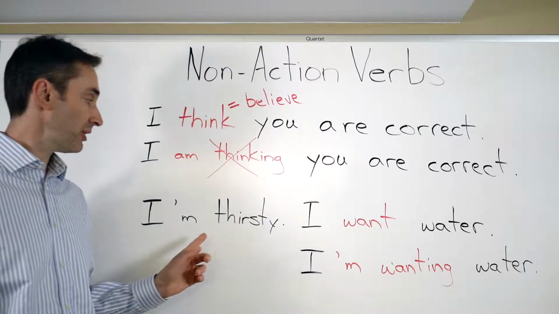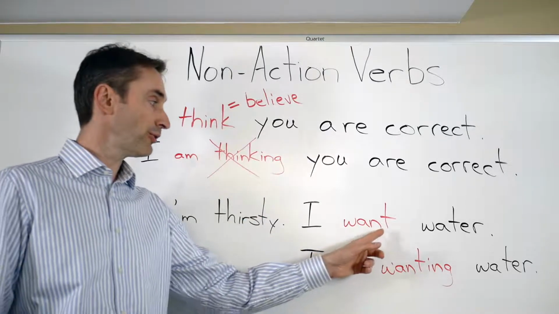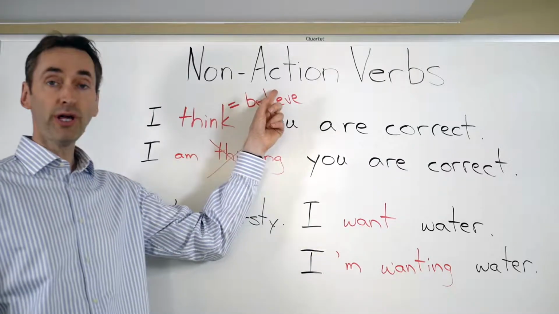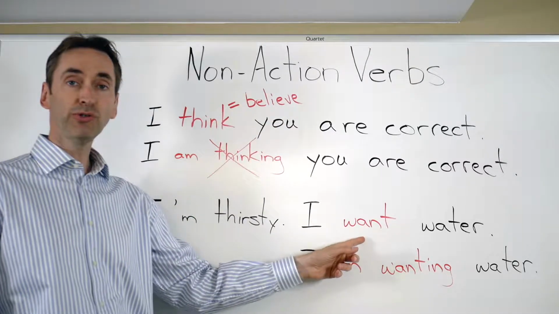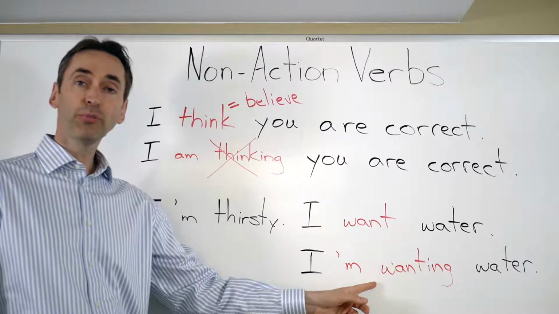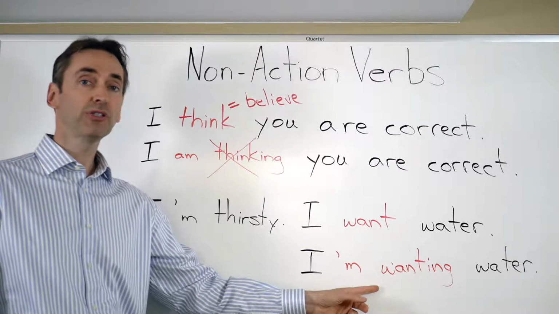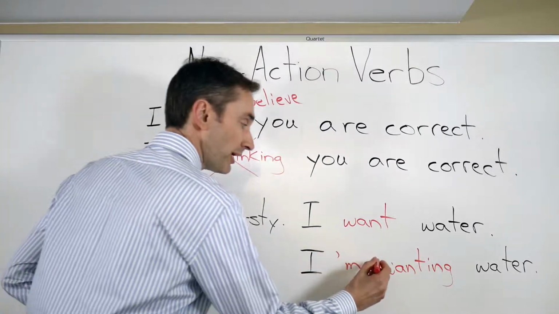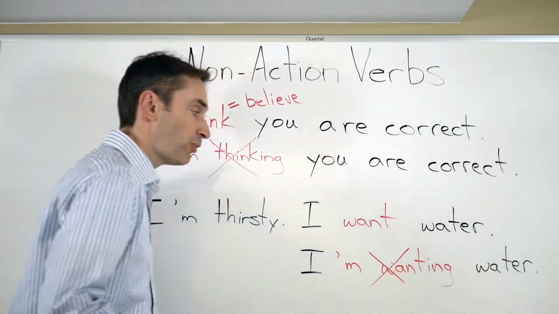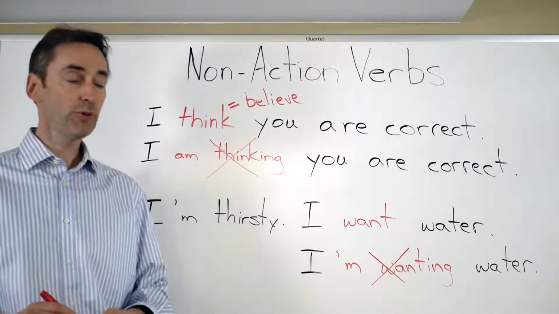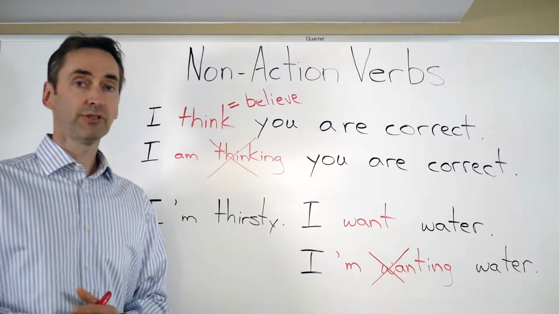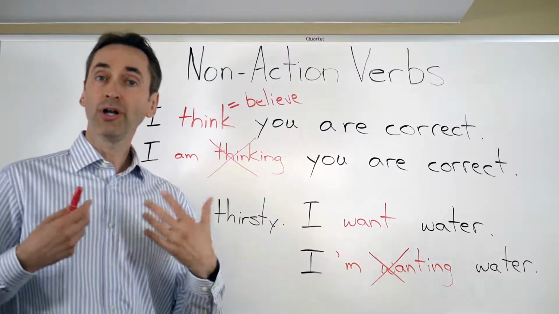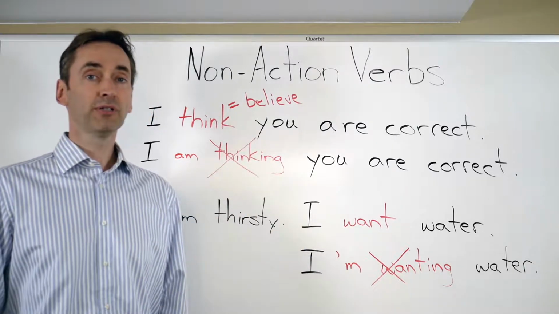And looking at the second example, I'm thirsty. I want water. Want is also a non-action verb, so we want to use it in the present tense, not the present progressive tense, not the present continuous tense. So "I'm wanting water" is incorrect. We want to say, I want water. Want is not an action. It's not something I'm doing.